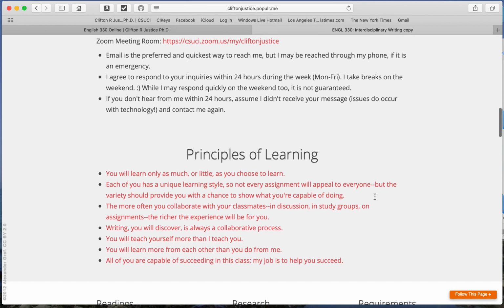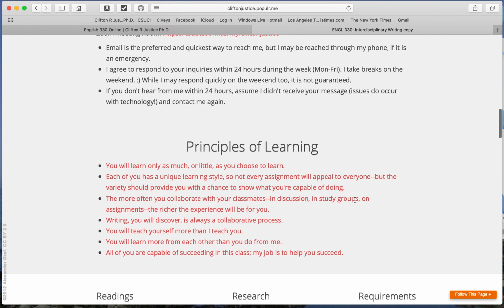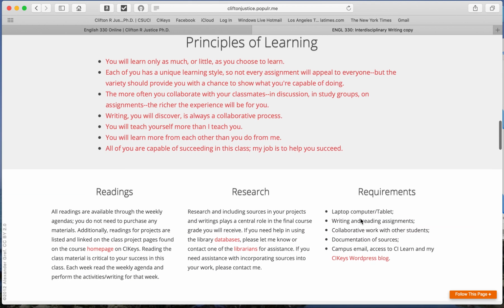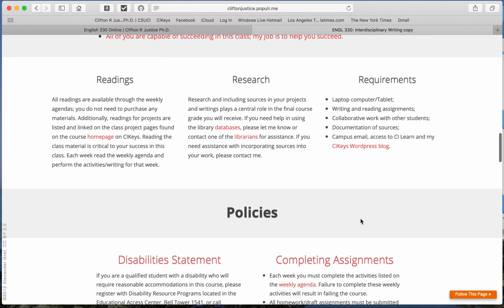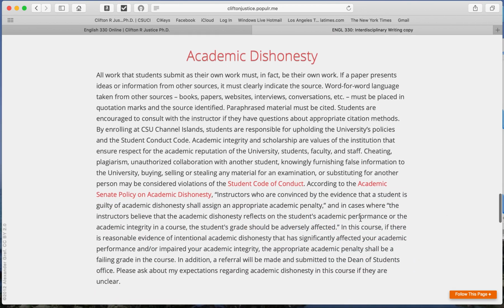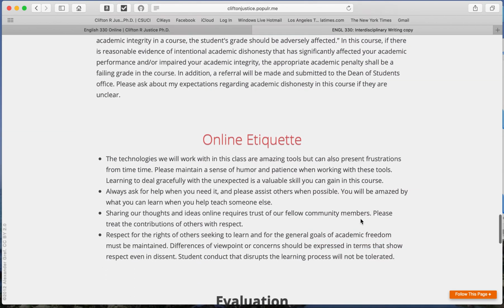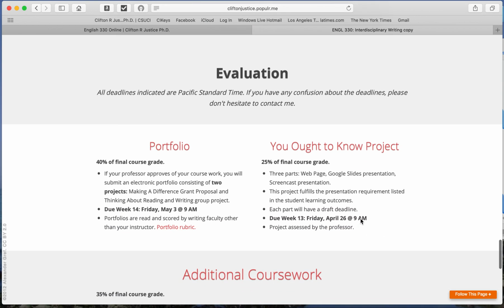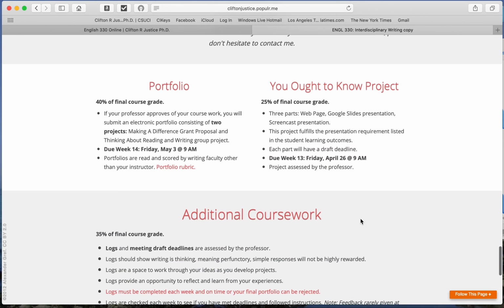The principles of learning here are something that I want to highlight. It's something you will be addressing in your first week of work, so you have a heads up about where information is. You can see the other information that's associated with the syllabus, the policies, all that, academic dishonesty, how we function online. And then near the bottom of the syllabus, you can find all the evaluation information.